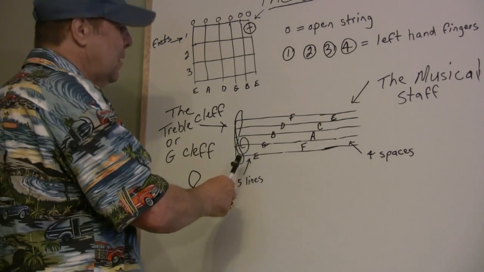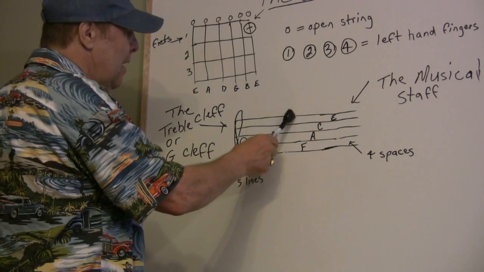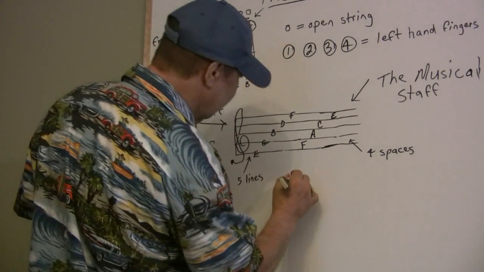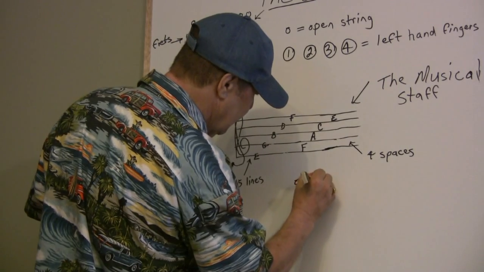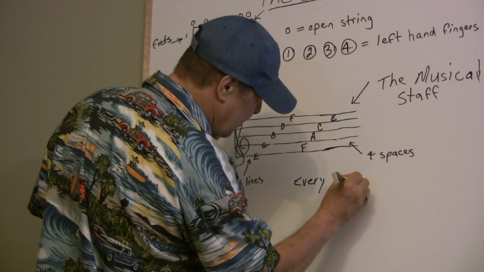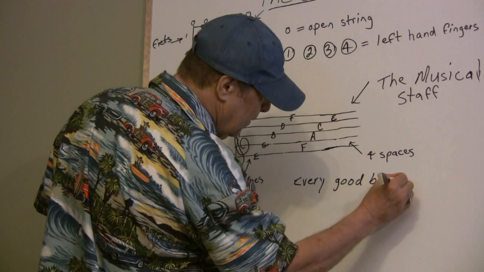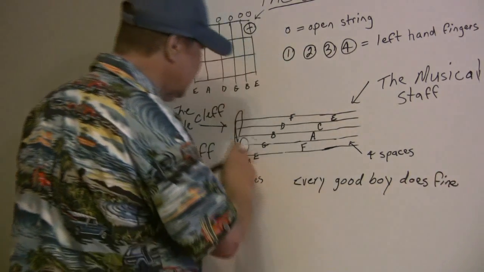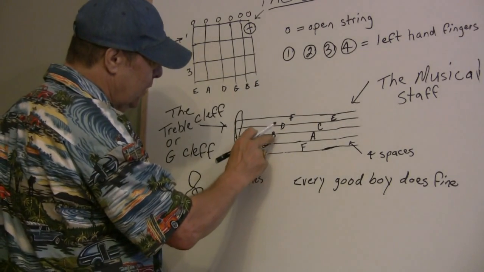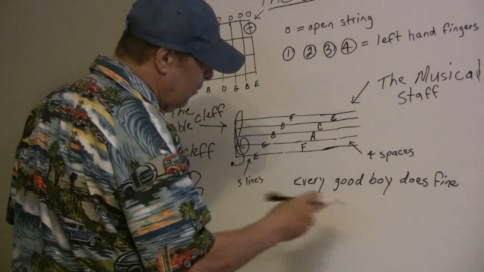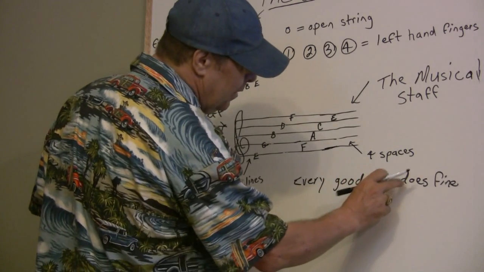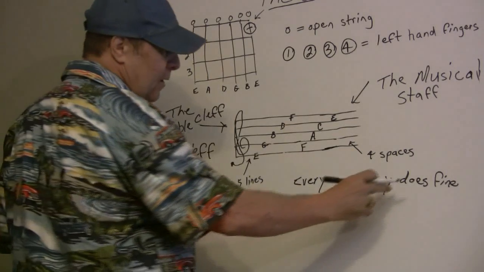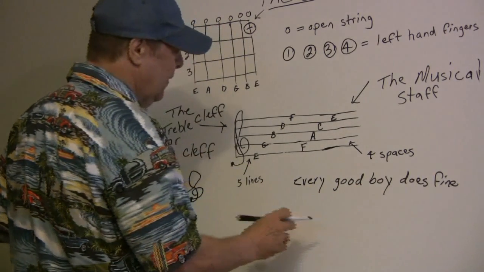And again, the names of the lines are E, G, B, D, F. Now you can remember this by using the saying, every good boy does fine. This is how you remember the names of the lines for the treble or G clef. Every good boy does fine, or if you want, you can say every good boy deserves fudge. Either, or make up another thing of whatever you want using a D and an F to start with.